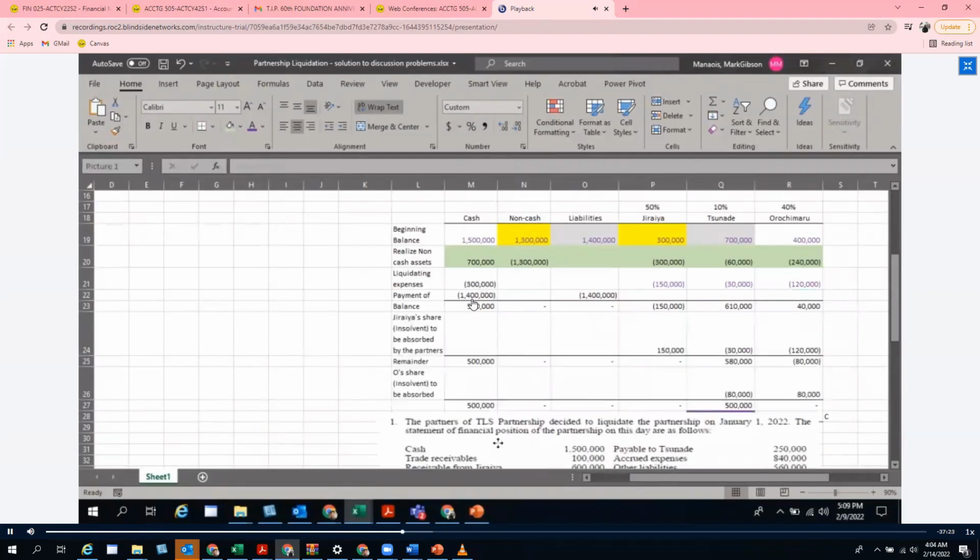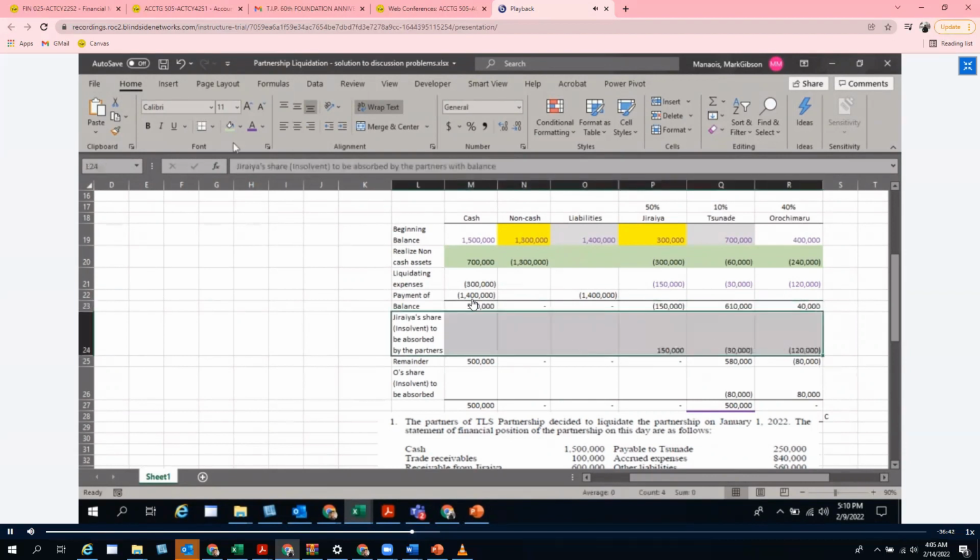Okay, so after that, we are going to settle third-party creditors. So we have 1.4 million representing the total amount of our liabilities to third parties. So deduction to cash, also deduction to your liabilities. So pwede na natin makompute ngayon yung remaining balances. So we have 500,000 for cash, 0 for the non-cash assets, 0 for the liabilities. Ito na. Meron ka ngayong 150,000 minus for Jairaya, 610,000 for Tsunade, and then 40,000 kay Orochimaru.